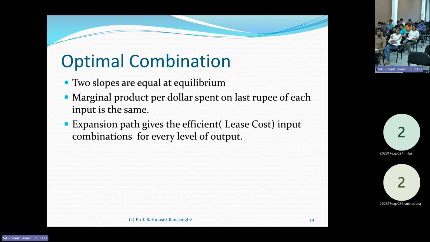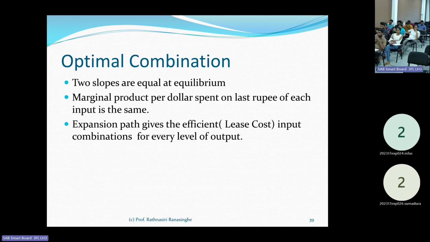So the optimal combination, according to the isoquant curve, is where the two slopes are equal. That is the slope of the isoquant and the marginal productivities of the respective factors of production are equal. In other words, marginal product per rupee is the same for each input, and that is the gain we get. And the expansion path is the efficient combination.